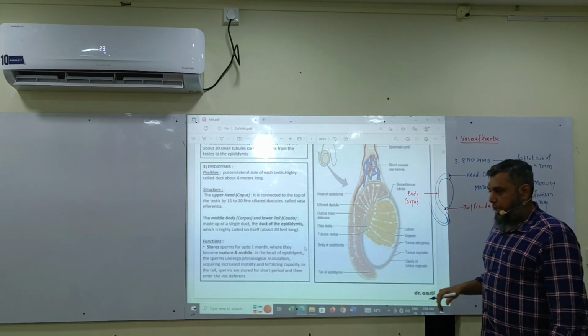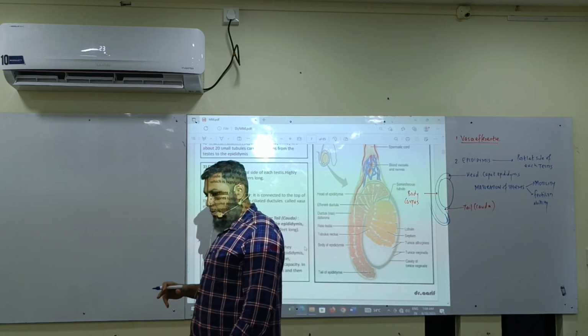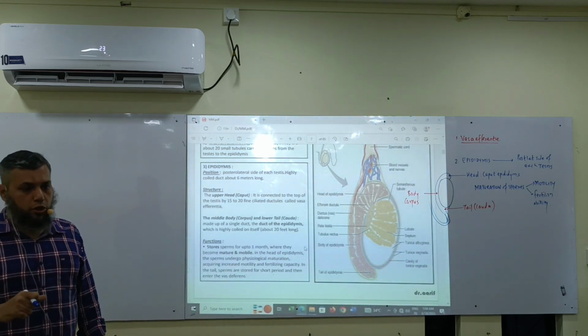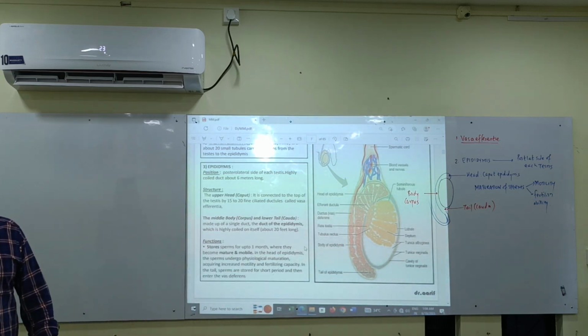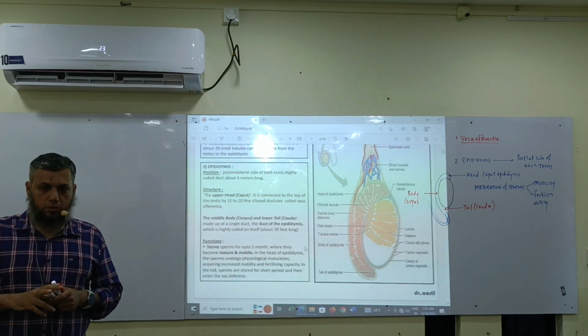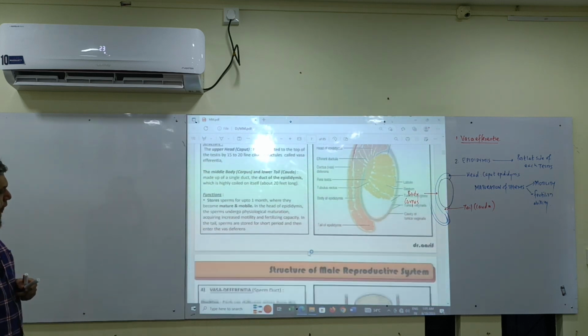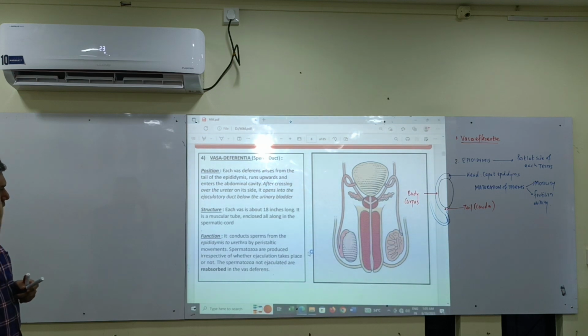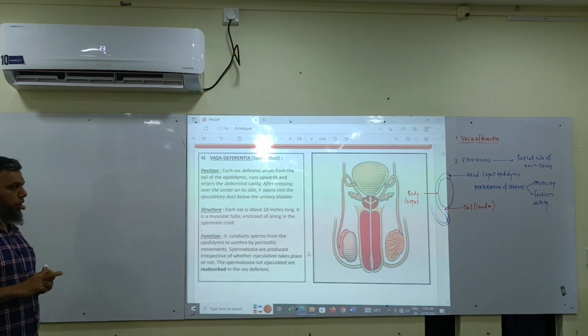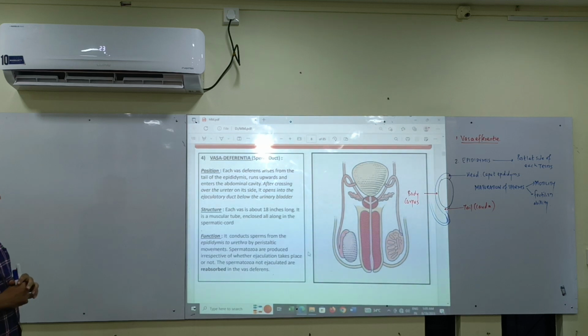Here we will also see the presence of some phagocytic cells. Those sperms which are dead, or which don't get motility, will be eaten by the phagocytes and broken down, and the proteins and other components are put back into the bloodstream so they can be reused. Now let's move on to the next part. The next part is the vas deferens. Together they are called the vasa deferentia.